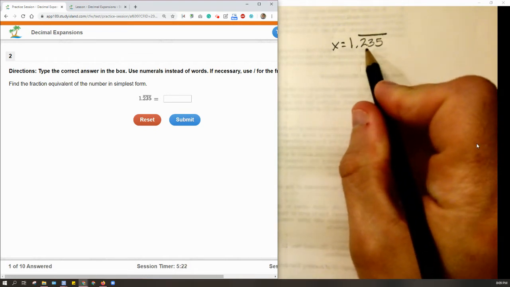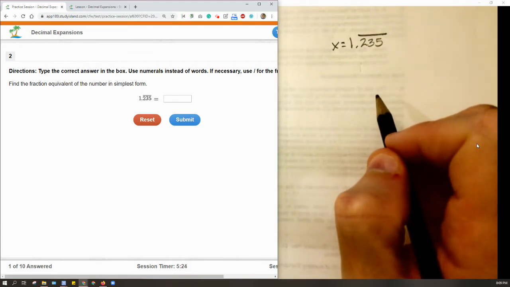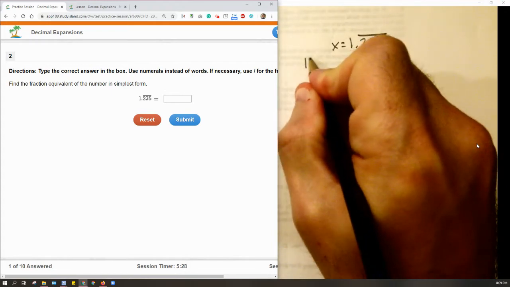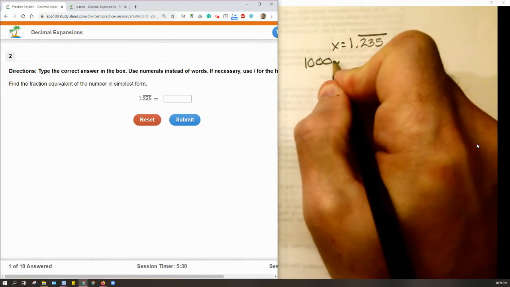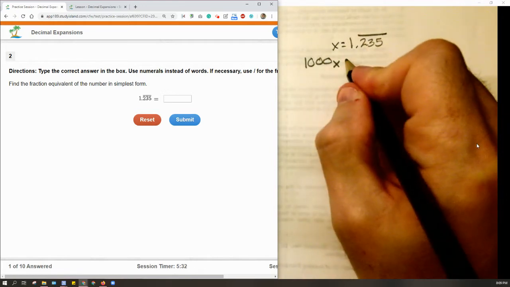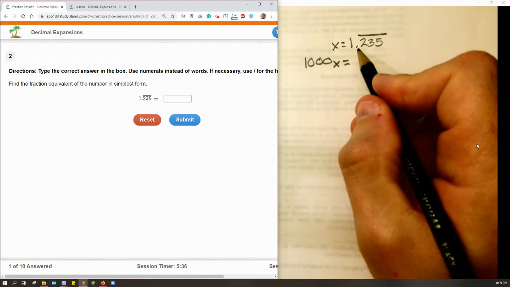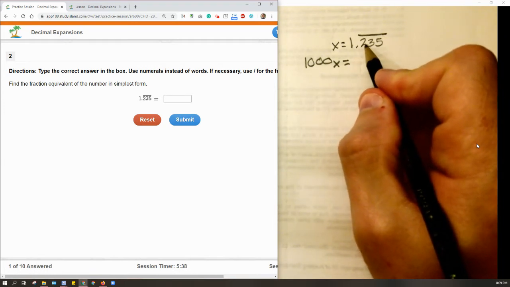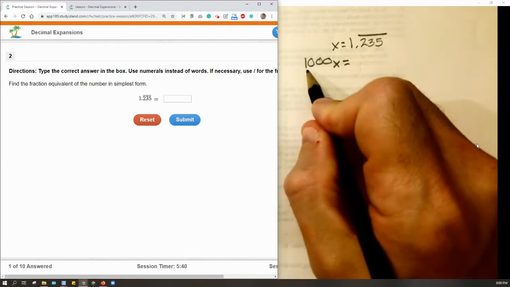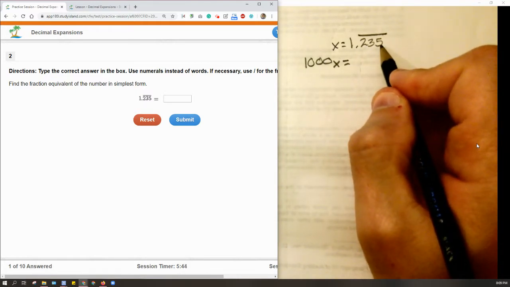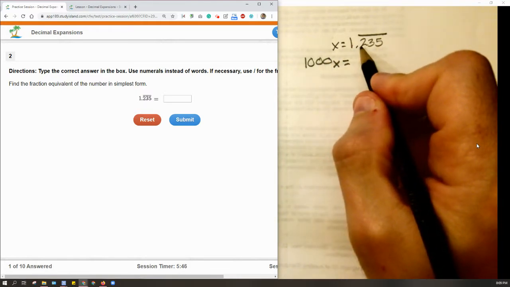Let's say x is 1.235 repeating. Well, what would that make 1,000 x's? What would be 1,000 times x? Well, anytime you multiply something by 10, you just move the decimal place over one spot, don't you? Well, if you're multiplying by 1,000, that's just multiplying times 10, times 10, times 10. So if you multiply by 1,000, you just move it 3 places.